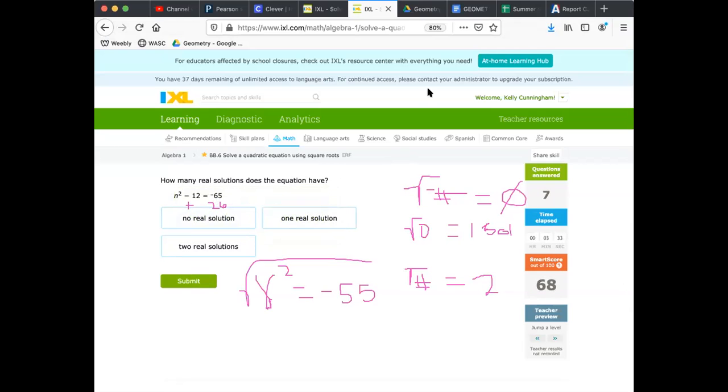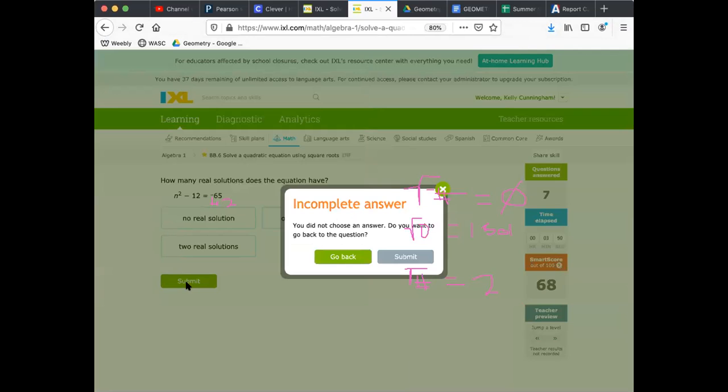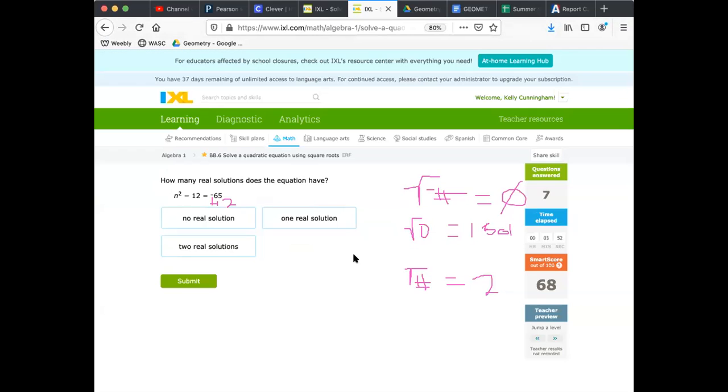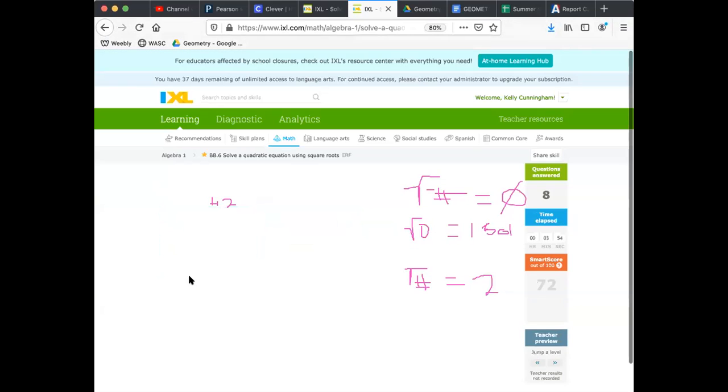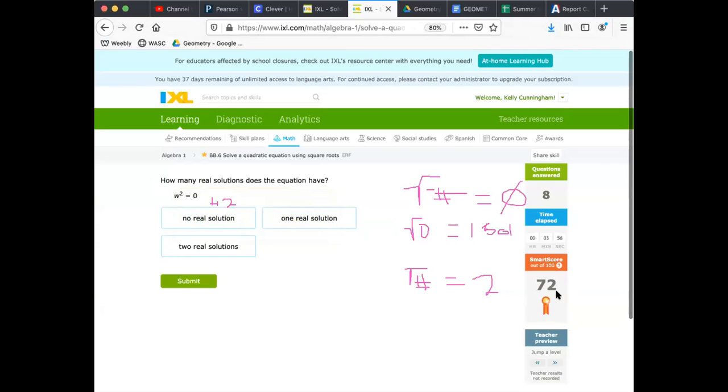Okay, so this is another one that's going to be no solution because right when you add 12 over, I can see I still have a negative number and I'm going to be square rooting it. So this is definitely going to be a no solution. I did not choose an answer. Make sure I choose it. Don't want to ruin my score.